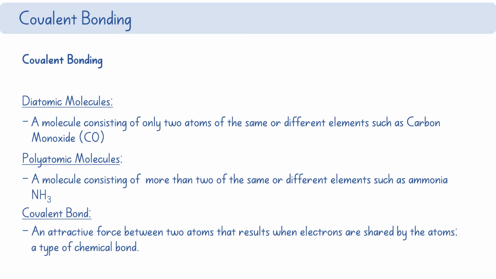NH3. So the covalent bond is the attractive force between two atoms that results when the electrons are shared by the atoms. And that's a type of chemical bond.